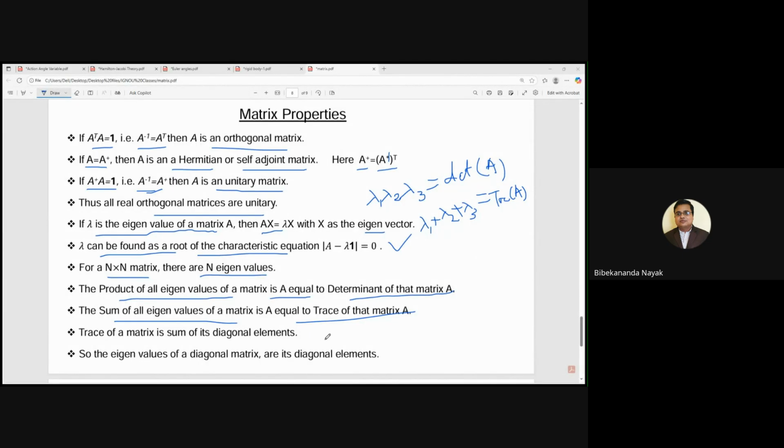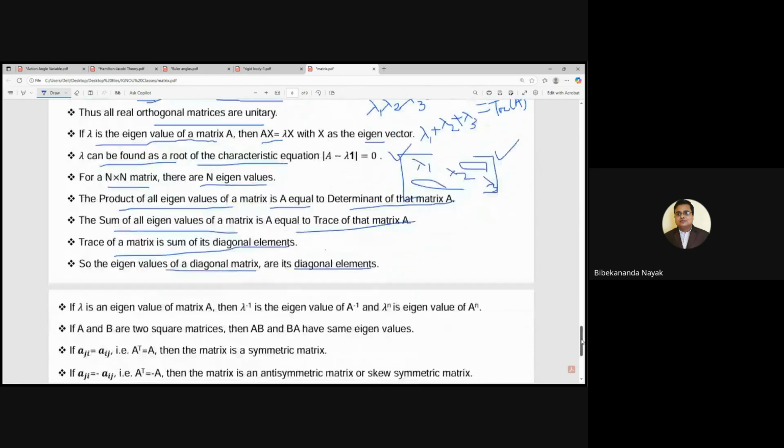Sum of all diagonal elements. So if you add the sum of all diagonal elements, you get the trace. The trace of a matrix is the sum of diagonal elements. So the eigenvalues of a diagonal matrix are its diagonal elements, because for a diagonal matrix the off-diagonal elements are 0. Since the trace is the sum and the product is the determinant, this follows obviously.